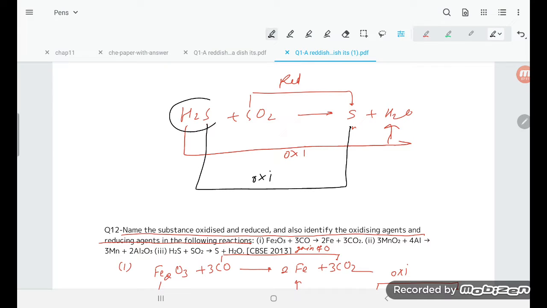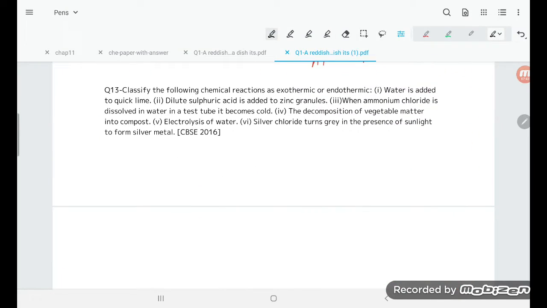If you are talking about H2S, this is the reducing agent. Why is it reducing? Because it is taking the oxygen, so this is the reducing agent. And SO2 supplied the oxygen, so it is the oxidizing agent. A little bit difficult, but you will be able to understand this one, not that difficult.